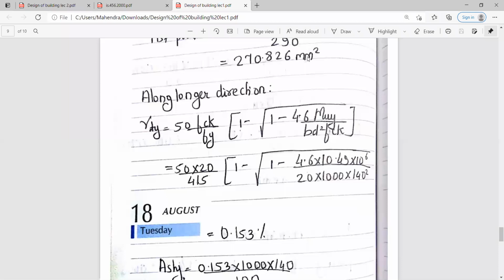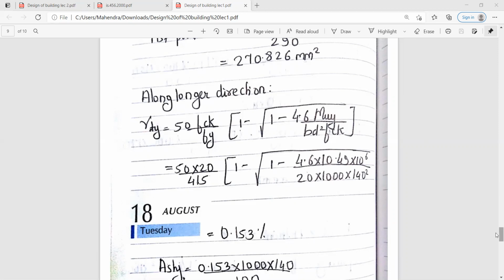So those who were not there in yesterday's lecture, they can leave 3 to 4 pages and start with the ASD calculations for the longer direction. As we are going to design the two-way slab, we need to calculate the ASD for the shorter direction also and for the longer direction also. When we design a one-way slab, we have to calculate for only the shorter direction. But for a two-way slab, the ASD will be for both directions, that is for the shorter as well as for the longer.